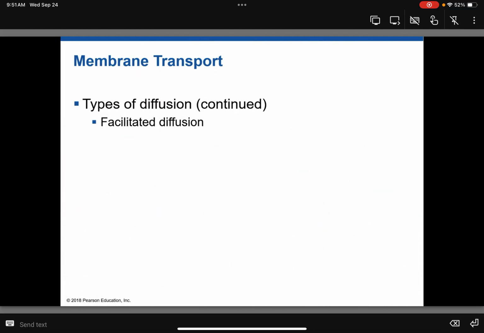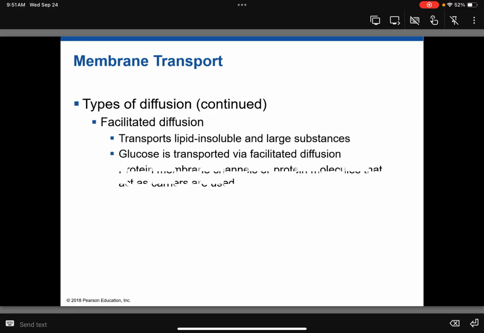All right, our next type of diffusion is facilitated diffusion. It transports lipid insoluble and large substances. So these are things that cannot just pass through the membrane. They have to use channel proteins that will help to move substances across the membrane. So glucose is a large molecule, it cannot just pass through. It has to go through a channel protein or a carrier protein in order to get into the cell.